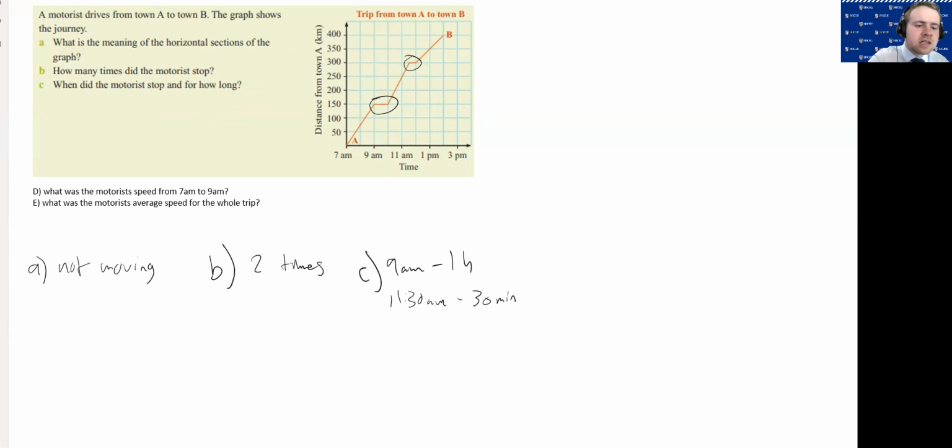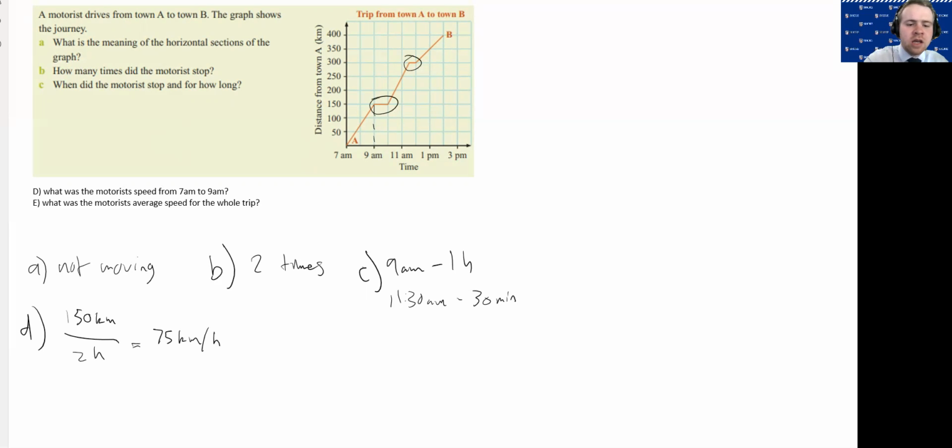Now I've added these extra questions here. D, what was the motorist's speed from 7 a.m. to 9 a.m.? We're just looking at this part of the section. We've got to work out how far we traveled. It was 150 kilometers. We've got to think about how long it took. It was 2 hours. So the speed is going to be 75 kilometers per hour.